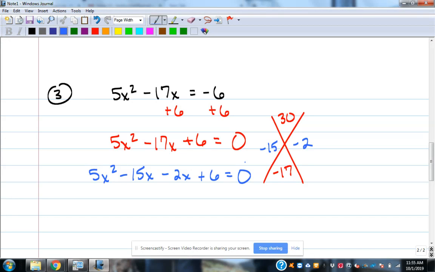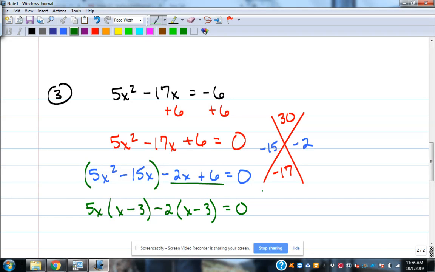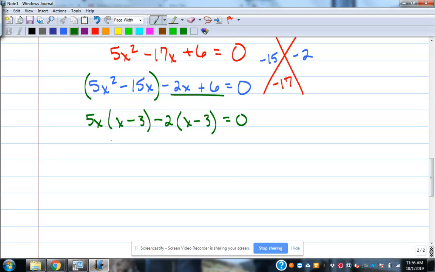Now, once I've replaced the 17 with the 15 and the 2, I do what? Grouping. First 2 together. What's GCF of the first 2? 5x. What's left in parentheses? X minus 3. Second group, pull out a -2, and it makes it x minus 3 in there. Now what? 5x minus 2, x minus 3. This is the factored form of that. So the factored form looks like that.